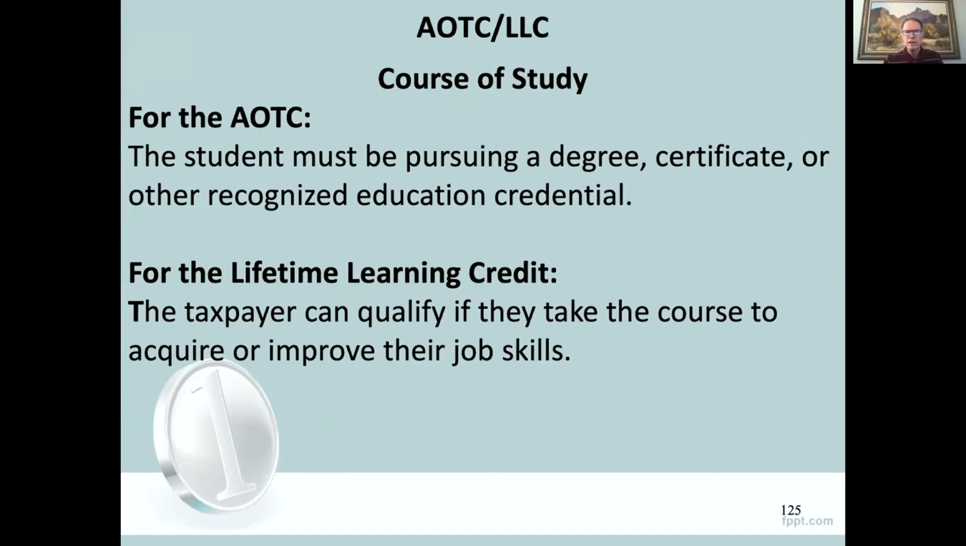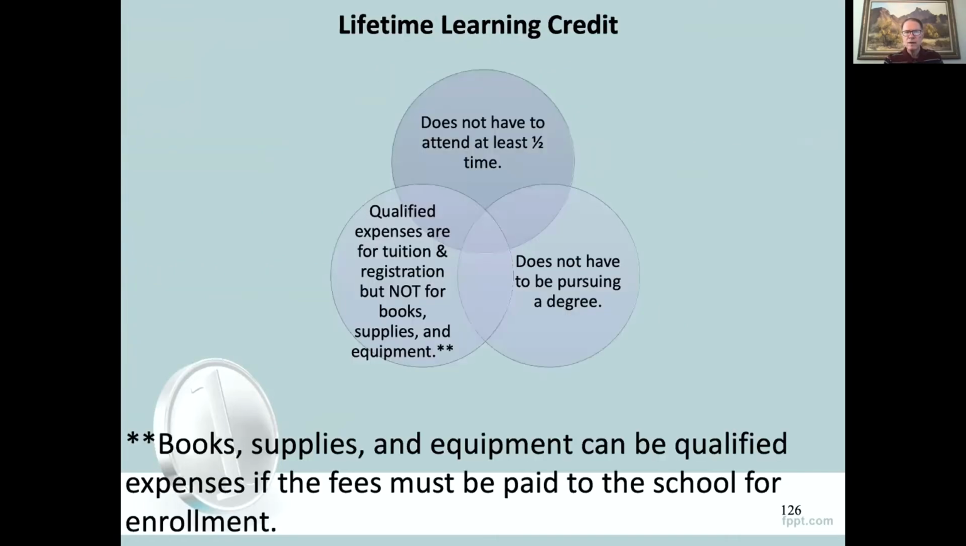Now, remember that for the American Opportunity Credit, the student has to be pursuing a degree, certificate, or other recognized education credential in the first 4 years of non-secondary college. But the lifetime learning credit can be taken anytime, especially if they're just acquiring or improving their job skills. They do not have to attend at least half-time, and they do not have to be pursuing a degree. The qualified expenses are just for tuition and registration, but not for books, supplies, and equipment. They could be qualified expenses if the fees have to be paid to the school for enrollment.